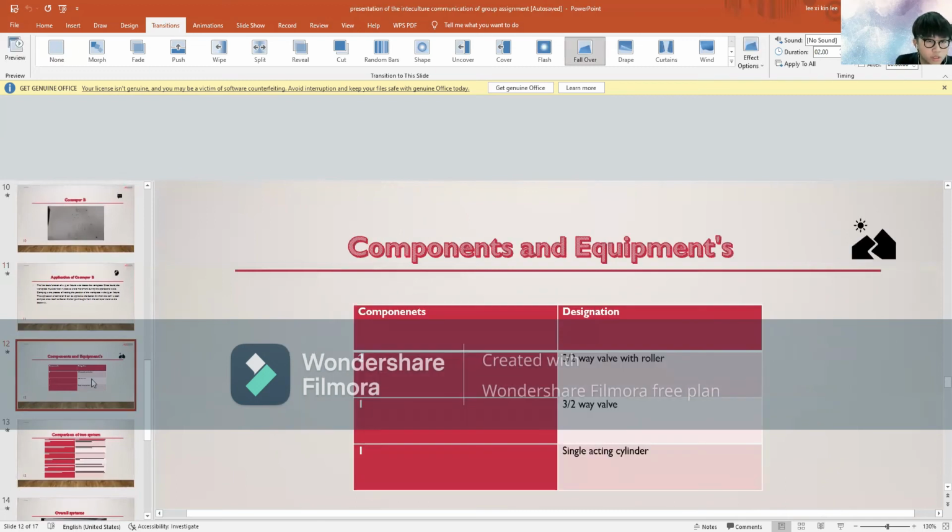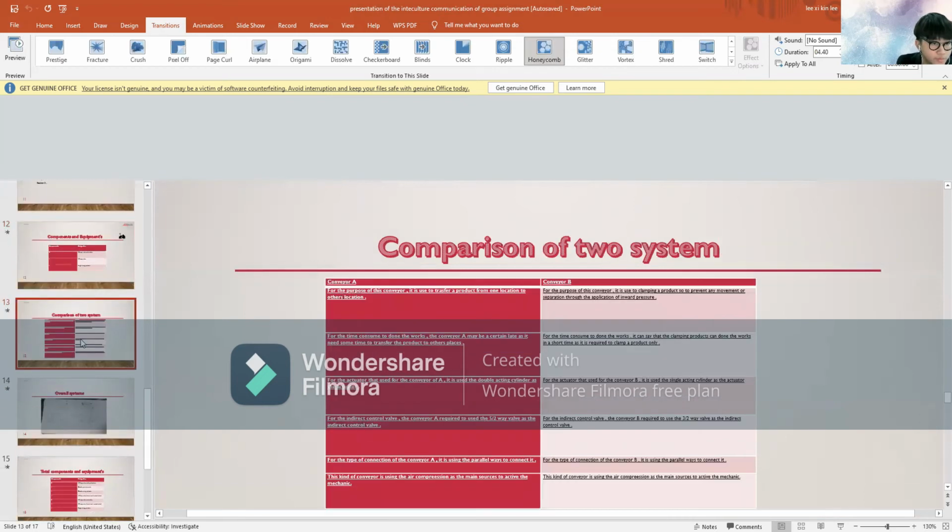So these are the components and equipment needed for conveyor B: two 3-2-way valves with roller, one 3-2 valve, and one single acting cylinder. First of all, we need to have a comparison between two systems, which are conveyor B and conveyor A.